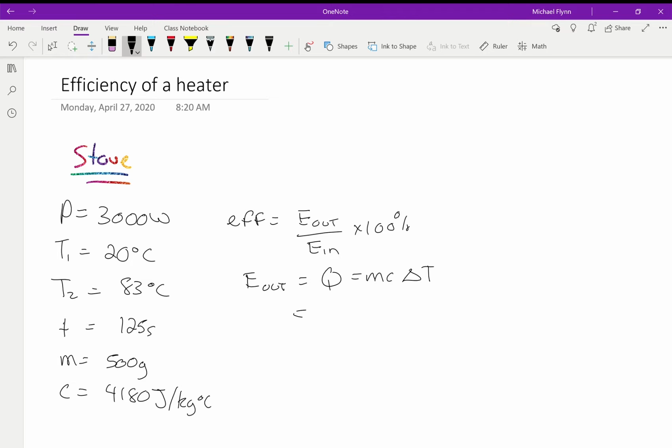My mass is 0.5, so I'm going to go 0.5 times 4180 times, and my change in temperature was 63 degrees Celsius, so I'm just going to write times 63, and I get 131,670 joules made it into the water that was on top of the stove top. Now that's the energy out. What about the energy in? Well, the energy in is power times time.